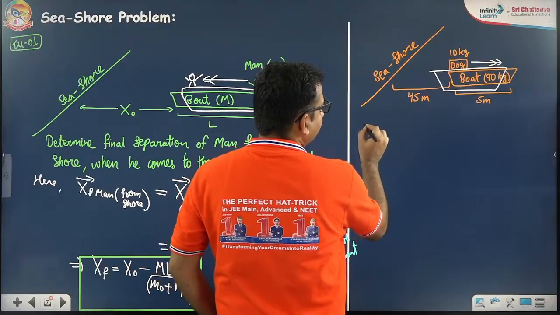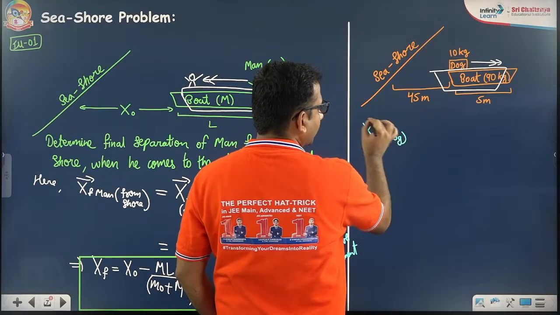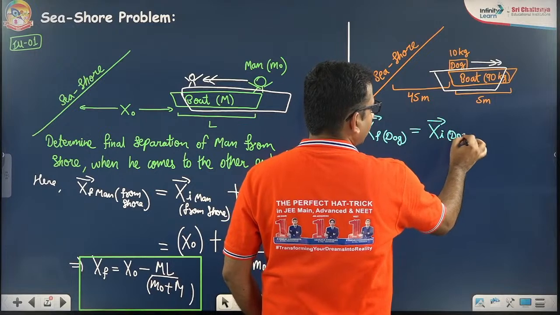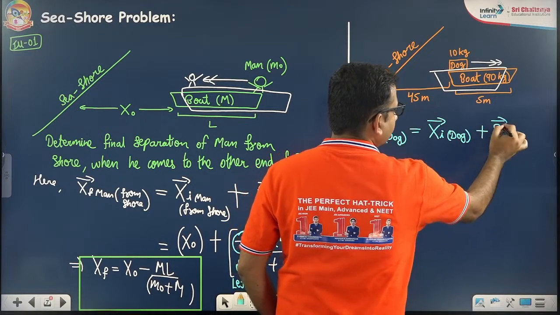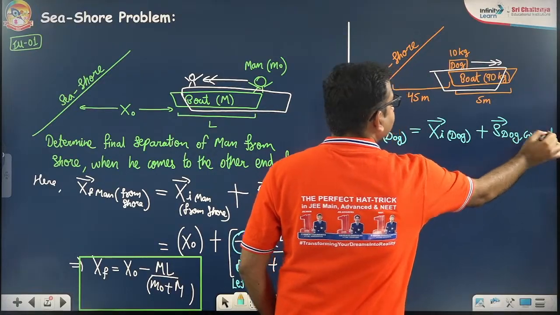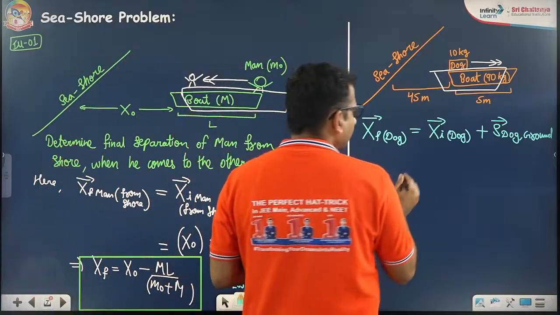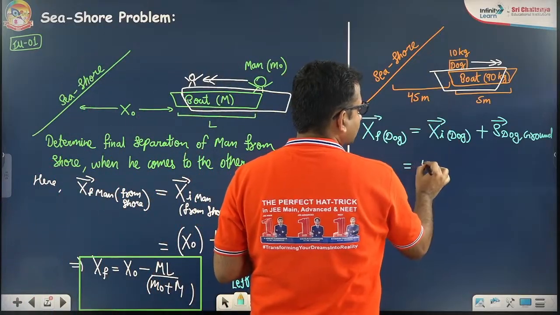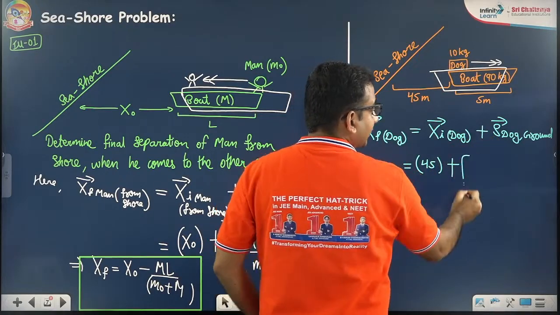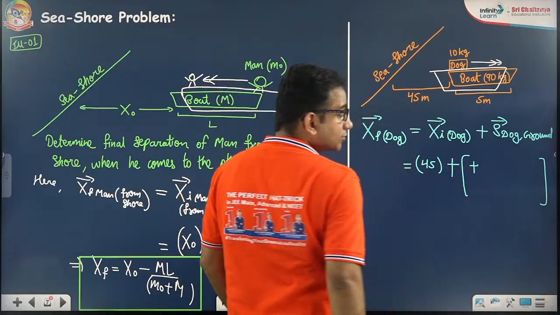I will say the final separation of the dog from the shore will be equal to the initial separation of the dog from the shore plus the displacement covered by the dog with respect to ground. Why with respect to ground, sir? Because obviously the seashore is a part of the ground. So the initial separation of the dog is 45 plus the dog's displacement. Since it is moving in the forward direction, it has to be positive over here.